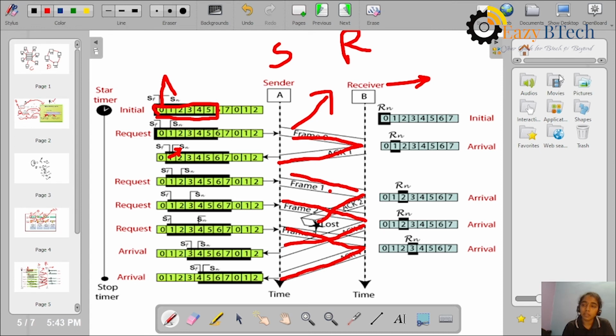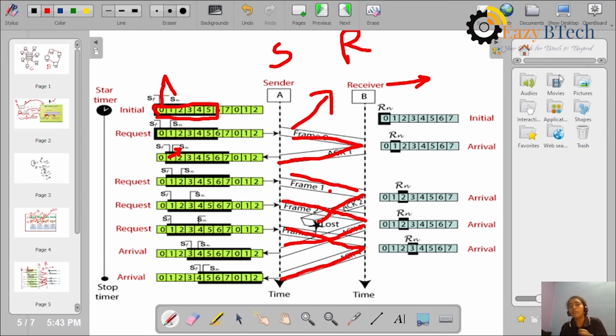In this, you must remember this point: the receiver will not accept the corrupt frame. Whenever the frame is corrupted while transmitting from sender to receiver, all the subsequent frames in that sliding window will be sent again. All will be retransmitted again. This is the procedure of Go Back N.